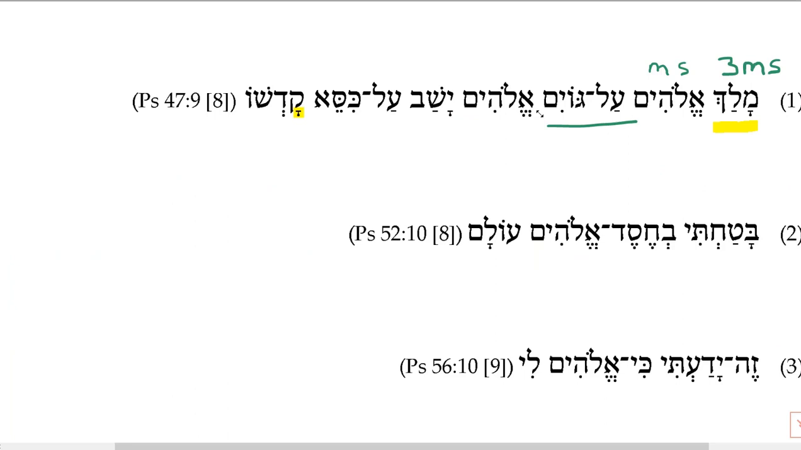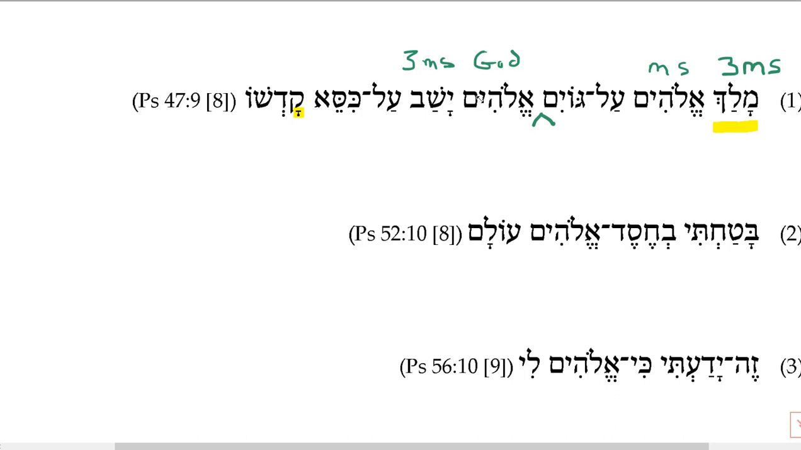Coming back over to our workbook, I'll write in that punctuation. There's an atnach right in there, which makes a pause between two sections, kind of like a hard stop, maybe a semicolon. Then we have Elohim Yashav. Notice that Elohim is God. We have the subject, God, coming before the verb, Yashav. This is another Qal Perfect 3MS. It has to match the subject.